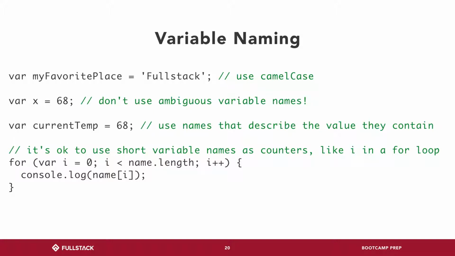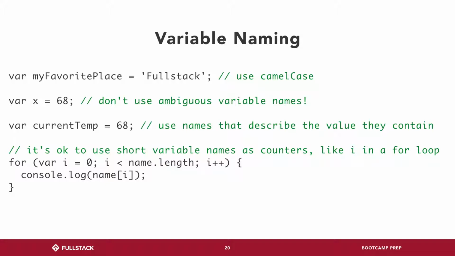Variable naming is another big one that's actually very, very critical. JavaScript uses camel case, which means if you have multiple words in a variable, the variable names should always start with a lowercase letter. There are a few exceptions to that, but in general they should always start with a lowercase letter, and then you capitalize each subsequent word. So in this one, myFavoritePlace, the F and the P are capitalized, but the M is not.